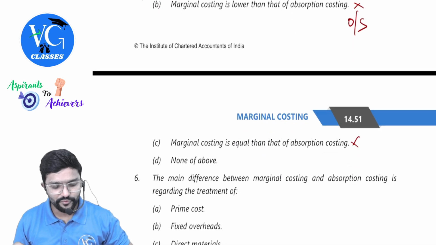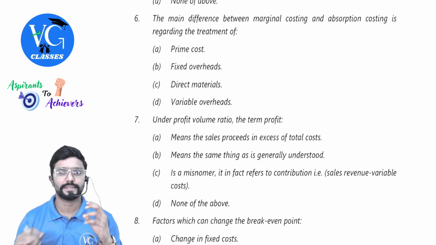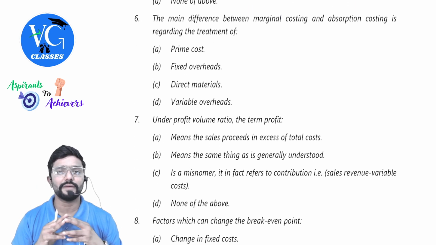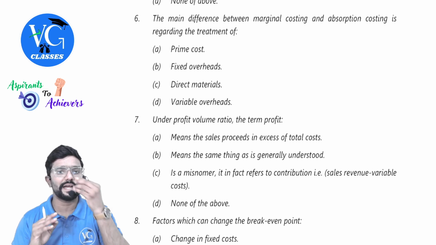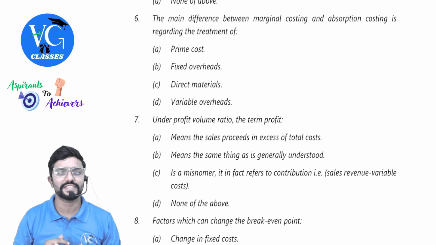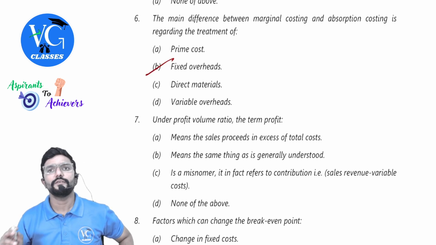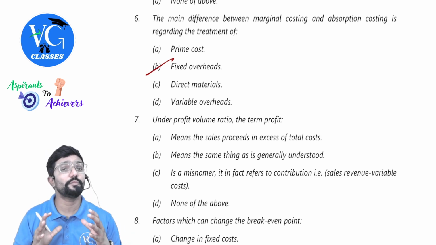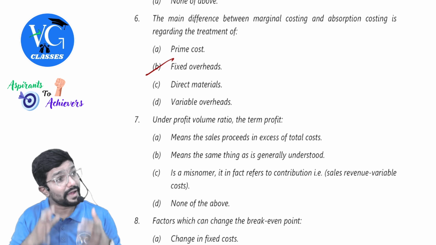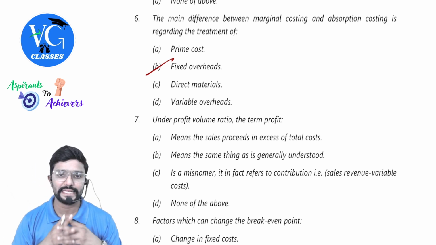Yeah. We'll move forward. Question number 6. The main difference between marginal costing and absorption costing is regarding the treatment of, just now we have discussed, because of what? Fixed overhead. Because of fixed overhead, guys. To be very clear, fixed manufacturing overhead, guys.